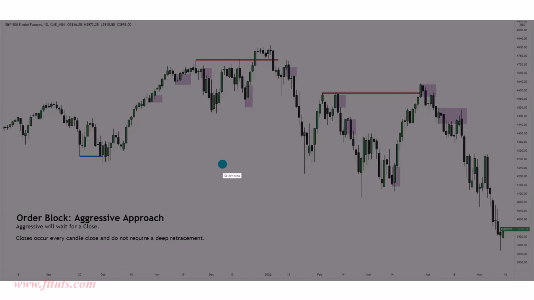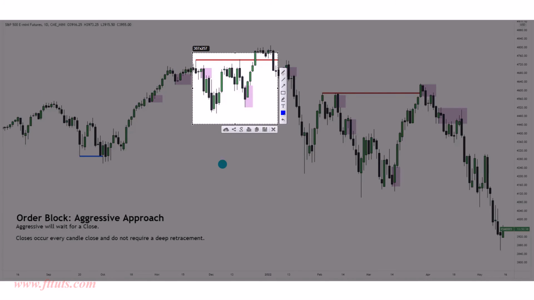Conservative here is waiting for price to offer retracement into this order block here. But this one is an aggressive one. You're just waiting for the close. So you can see the close happens. Then it quickly taps into this high here for displacement. So that's the aggressive approach.